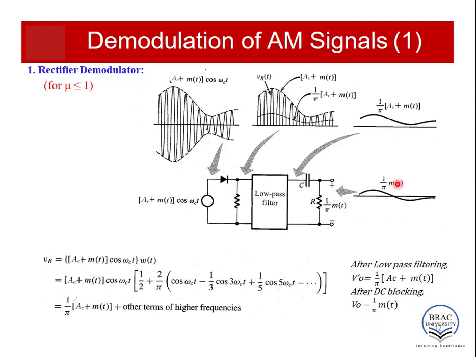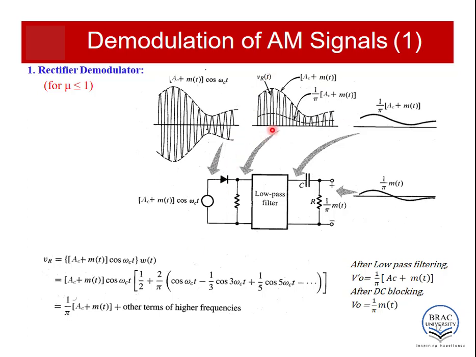Here the typical wave shapes at different stages of this circuit are shown. The input is this modulated signal having a low frequency envelope and a high frequency carrier in between. When it is passed through the diode, the signal is rectified and the diode works as a half wave rectifier.